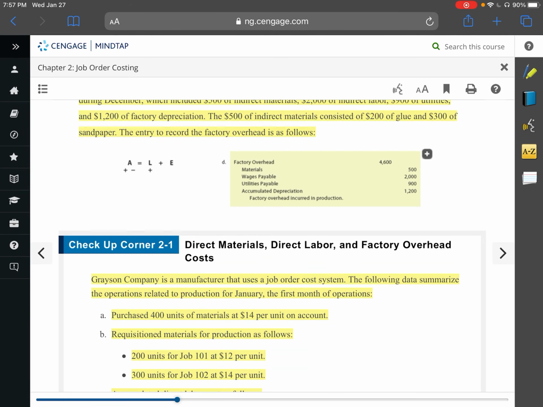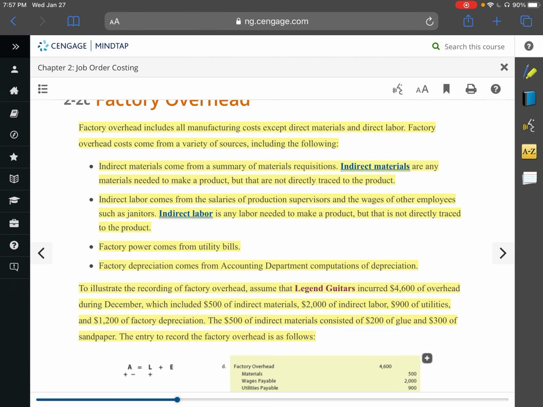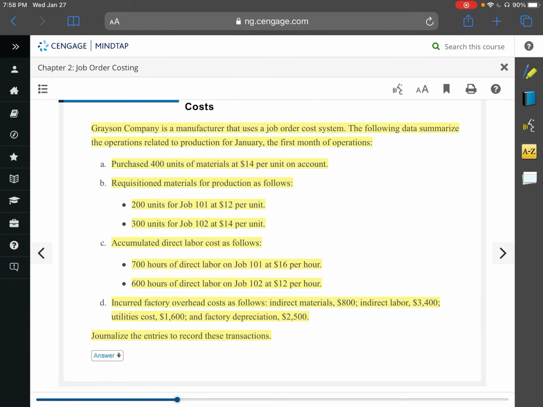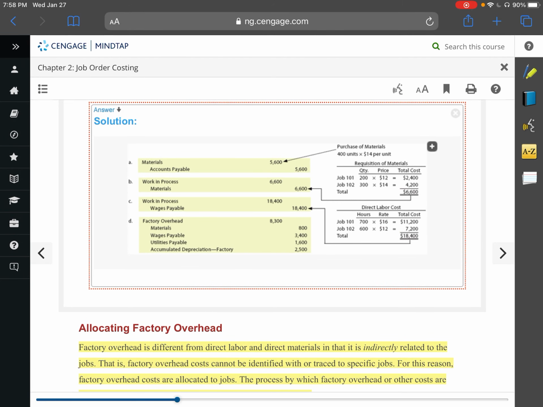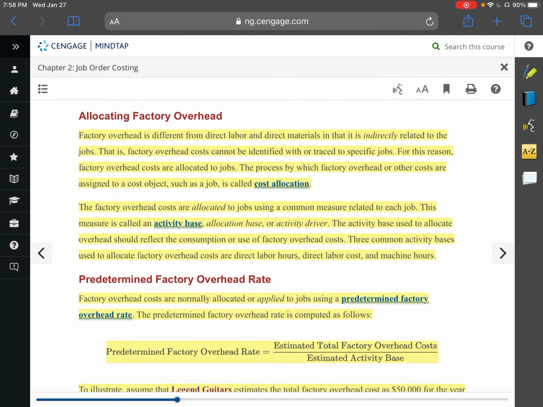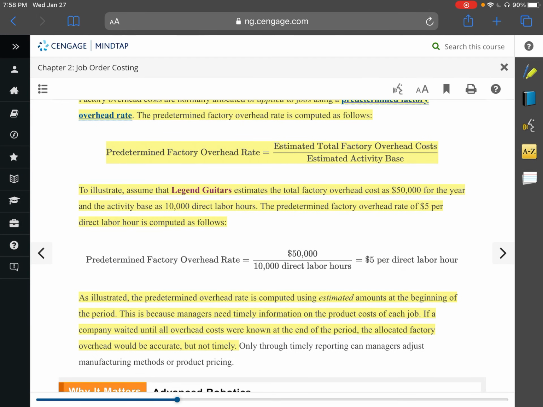So if you guys remember on Tuesday, we got to factory overhead and how we calculate factory overhead. And what we said was they usually choose a driver, and they use that driver to allocate factory overhead in total to the different jobs. We worked this problem where we had direct materials and indirect materials, indirect labor, accumulated depreciation, and things like that. Then we talked about how they allocate it. In the example, they use direct labor as the allocation tool. And that was where we finished on Tuesday.